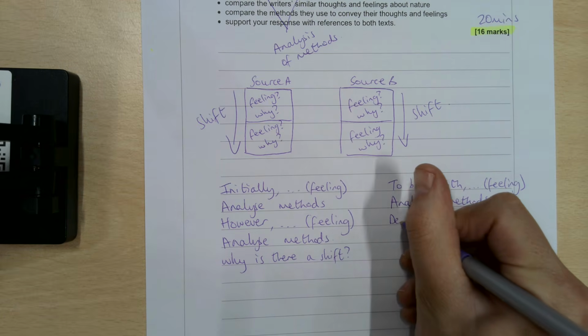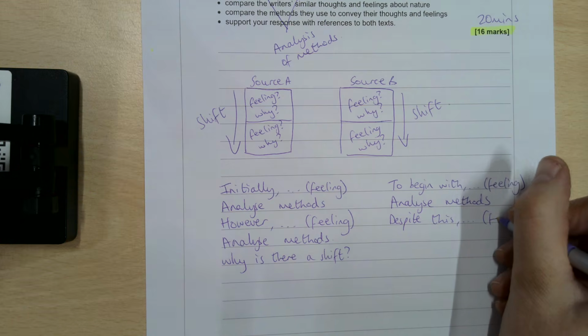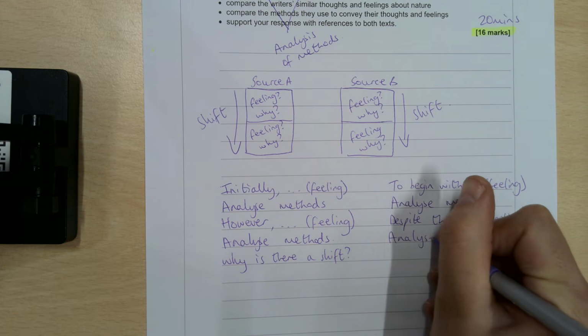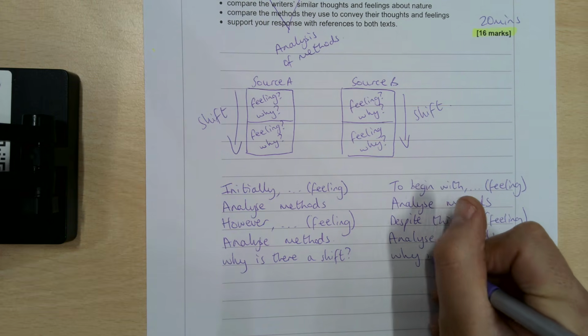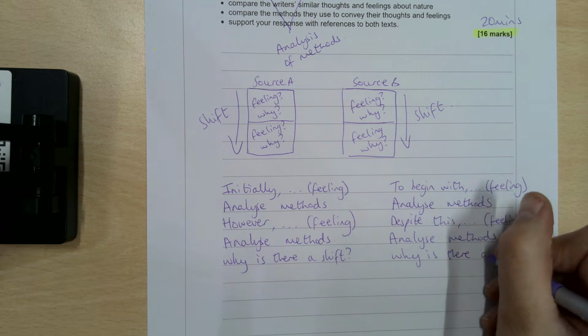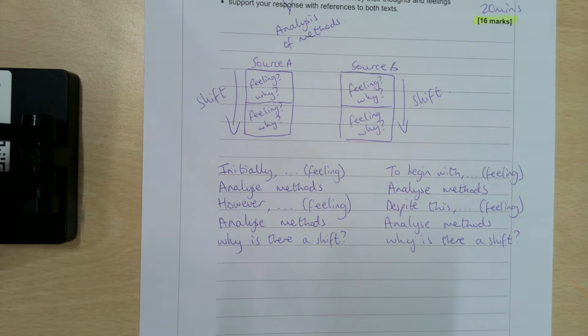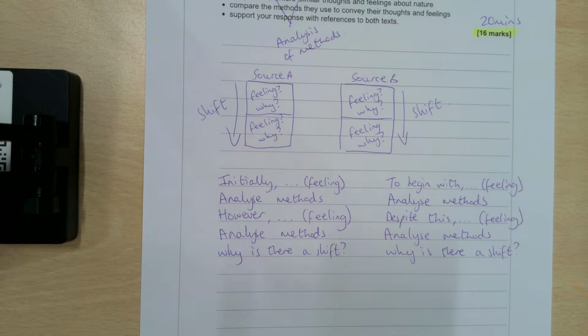You're not going to get marked down for that. I'm just giving you options because I know some of you might want that. And then, despite this, and that's your shift, and you comment on the feeling. Analyse the methods, don't forget about those. And then, why is there a shift? Okay, and that's what you're going to do in 20 minutes. So you're going to spend about 10 minutes on each source.